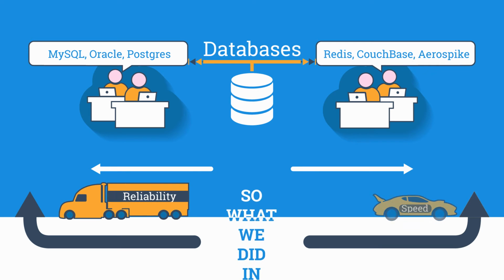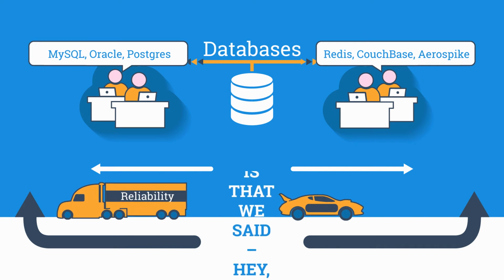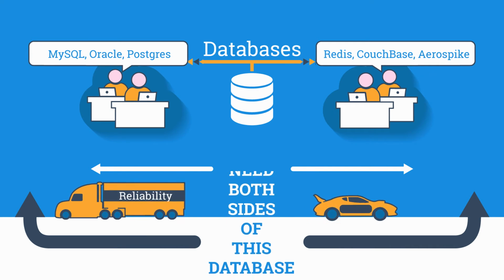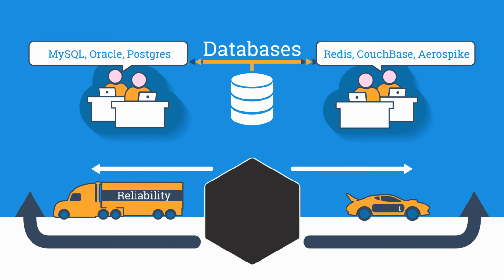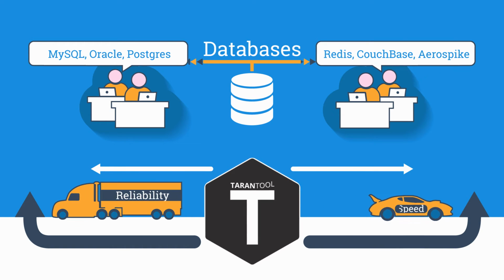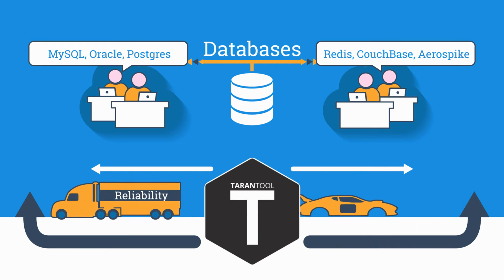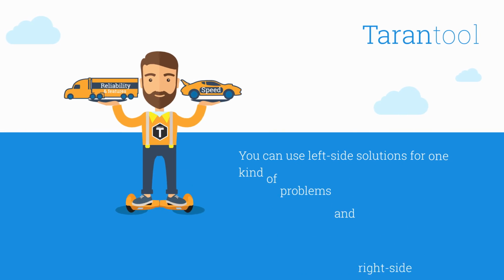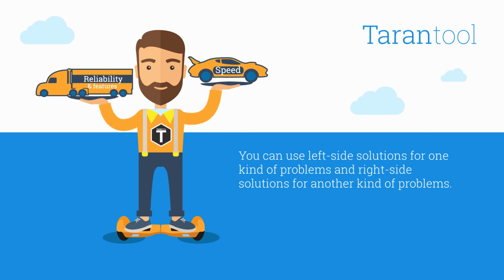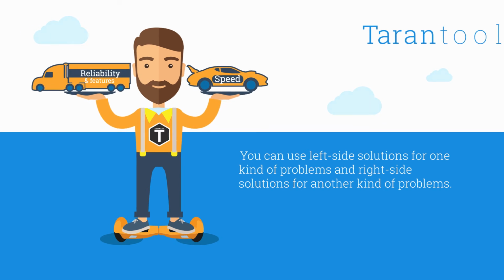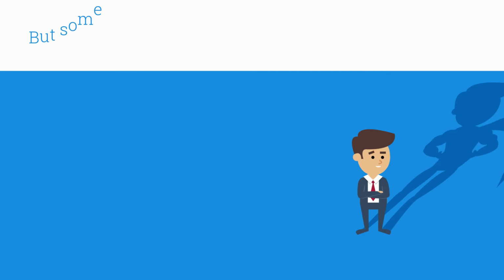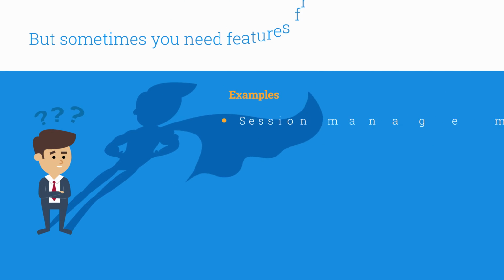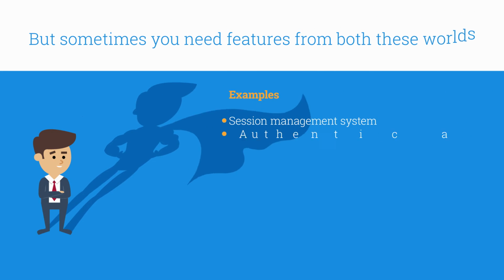So what we did in 2008 is that we said, hey, we need both sides of this database spectrum in one solution. That's why we created Tarantool, a database that combines both these worlds, the one of good old dependable databases and the one of new fast caches. You can use left-side solutions for one kind of problems and right-side solutions for another kind of problems. But sometimes you just need a solution that has features from both these worlds. There are plenty of examples.